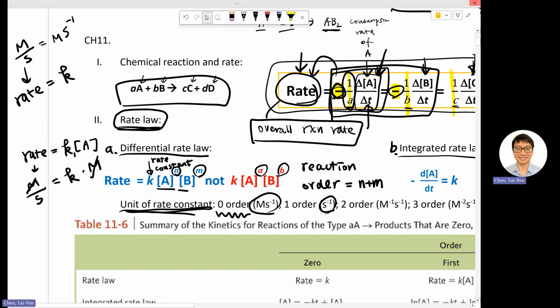How about second order? It's basically this, so A to the second power. And the concentration now becomes squared. Once you cancel it out, you still have an M here. Therefore, your k will be 1 per second per M. That is the unit you're going to get.